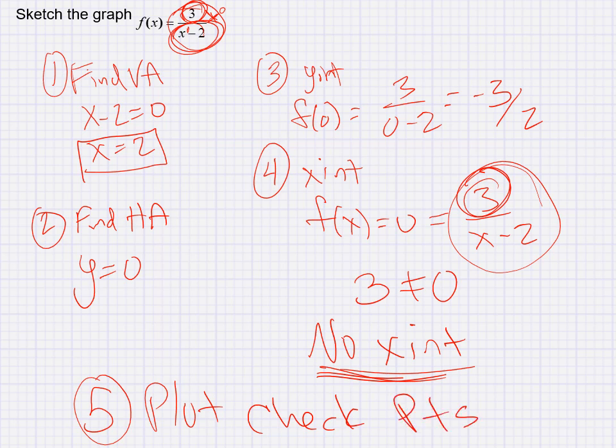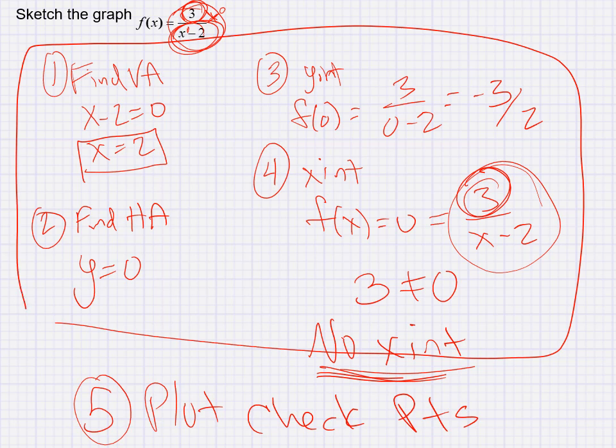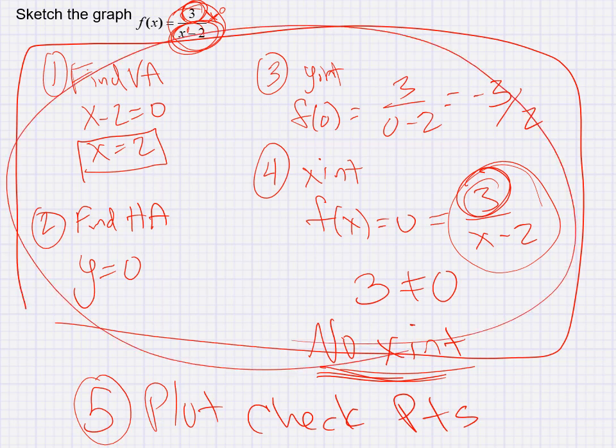Well, that's going to be based off of all this information that we just came up with. So let's start putting all this information in an XY plane and see where we can best get use of these checkpoints. Okay, we have a vertical asymptote at x equals 2. So here's 1, here's 2, here's our vertical asymptote.